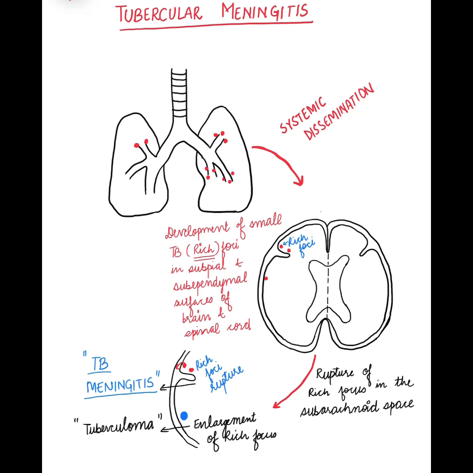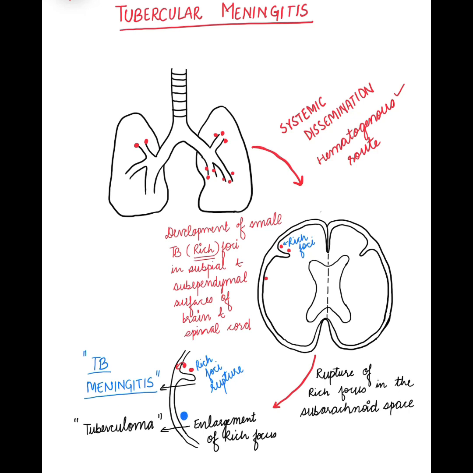Neurotuberculosis is secondary to hematogenous spread from an extracranial infection, most frequently in the lungs. So the primary focus is the lungs, and it will spread through the hematogenous route to the brain.